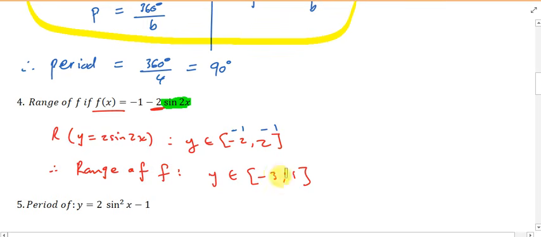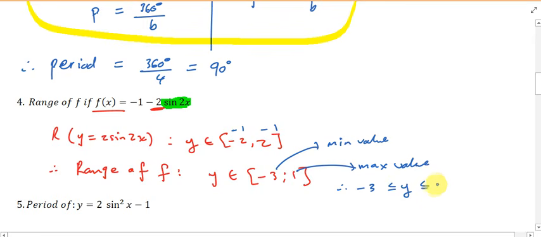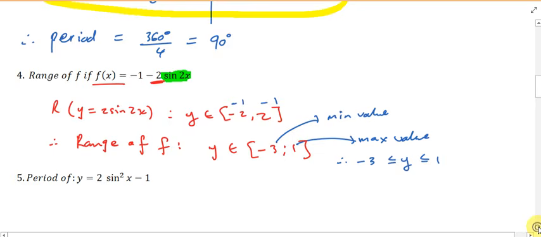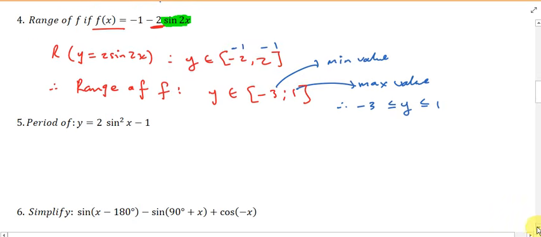Whereas remember, these are defined values. In other words, this is the min value, so they can also ask you for the min value of f of x. So this is the min value, and that's the maximum value. But since we want the range, it's between -3 and 1, so writing it in inequality notation, it will be -3 less than or equal to y less than or equal to 1, where -3 is the minimum value and 1 is the maximum value. I hope you understand, guys.